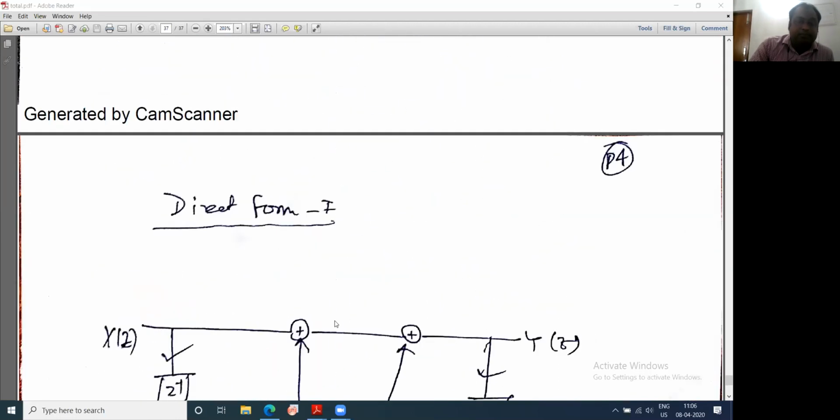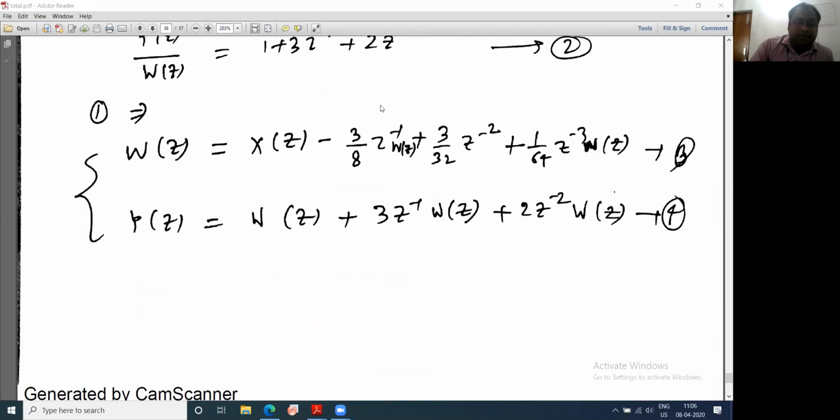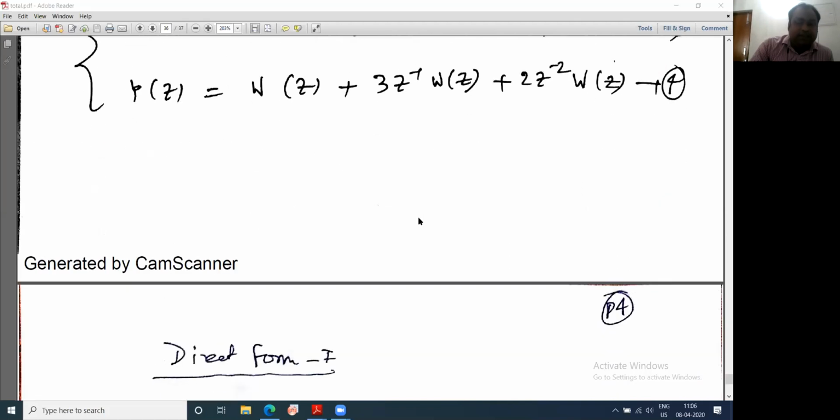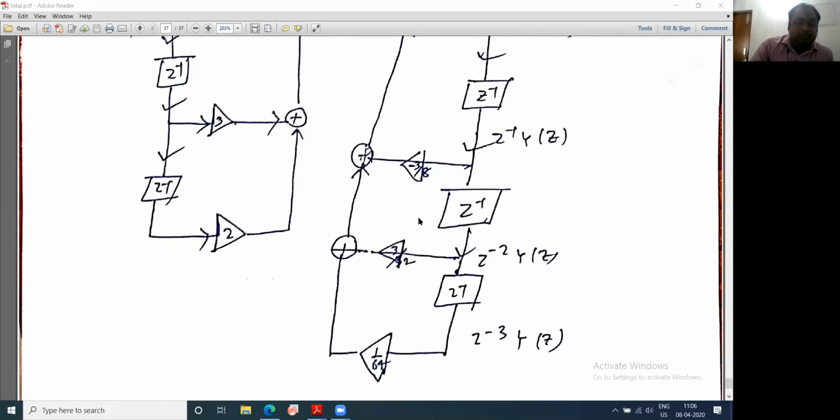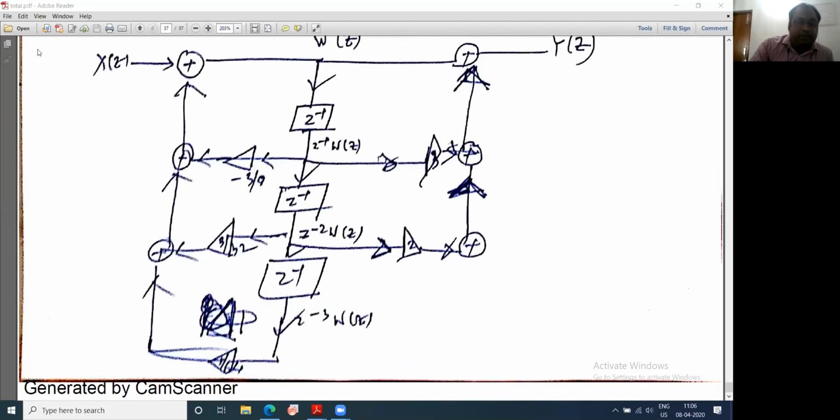Again this is W(z), X(z) minus 3 z inverse W(z), 3 by 8 z inverse, z minus 2 W(z) here, and this. So this whole 1/64 Z thing was realized in this section. This whole thing is realized in this section. Agreed? Yes, sir. So this is coming here as W(z).